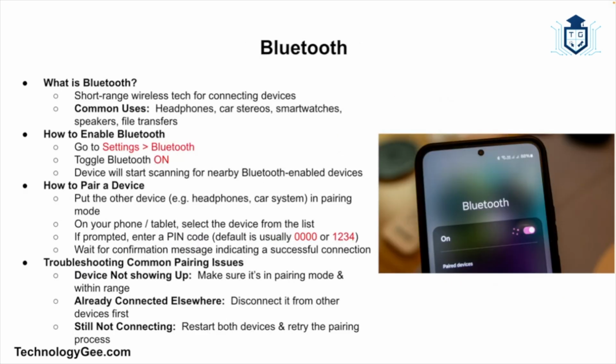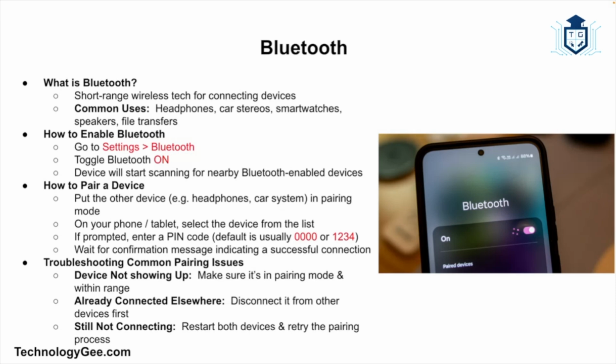All right, so let's talk about Bluetooth, which is the short-range wireless technology that we use to connect headphones, car stereos, smartwatches, and a whole bunch of other stuff. So how do you turn it on? Real simple. Just go to your settings, hit Bluetooth, and turn it on, and then wait for your device to start scanning for nearby items.